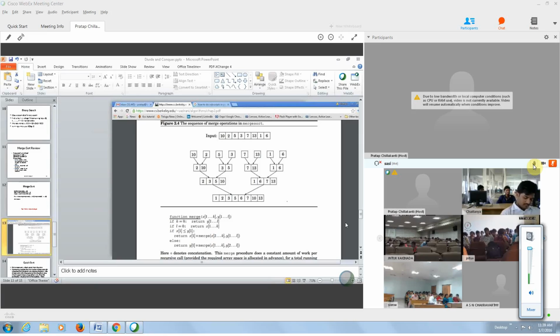I'm not going through each and every step of the merge sort. I already made you write these algorithms right in the beginning itself. Okay.